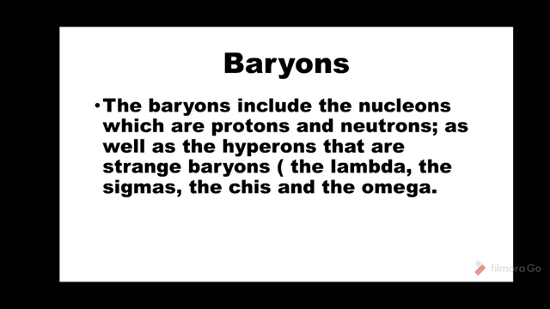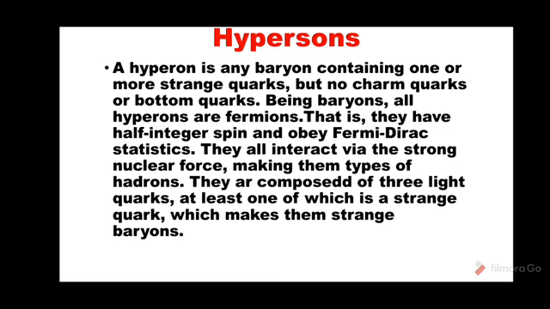Then we are going to look at them individually. But for this hyperon, we said that hyperon includes lambda, sigmas, and the chi. Okay, looking at this hyperon, let's look at them as individual elementary particles. Hyperon is any baryon containing 1 or more strange quarks, but no charm quark or bottom quark. Being baryon, all hyperons are fermions. Like I said before, all hyperons are fermions. That is, they have half integer spin and obey Fermi-Dirac statistics. They all interact via strong nuclear force, making them a type of hadron.